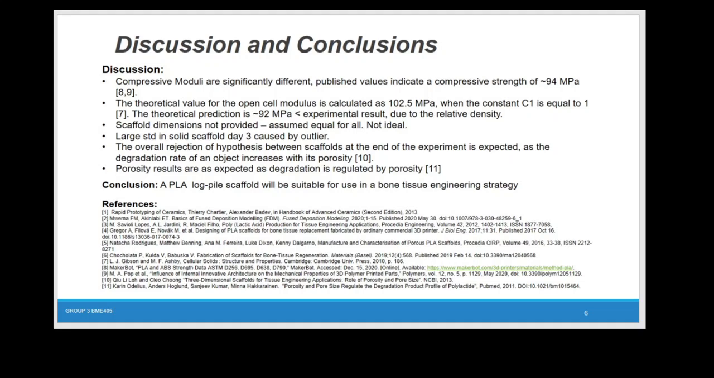Porosity results make sense because as the scaffold degrades, struts break down. As a result, the solid volume decreases relative to the overall scaffold volume, leading to a decrease in density and an increase in porosity. In conclusion, we ultimately believe that PLA log scaffold will be suitable for use in bone tissue strategy. Based on these experiments, it has a high compressive modulus and a low degradation rate.